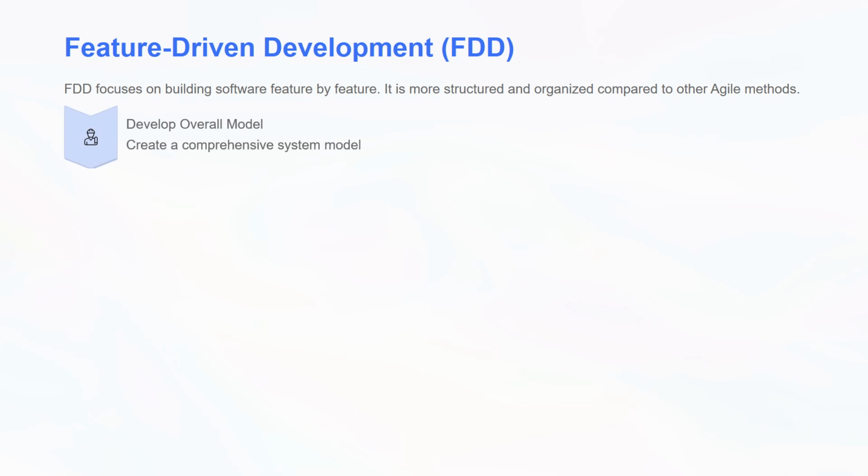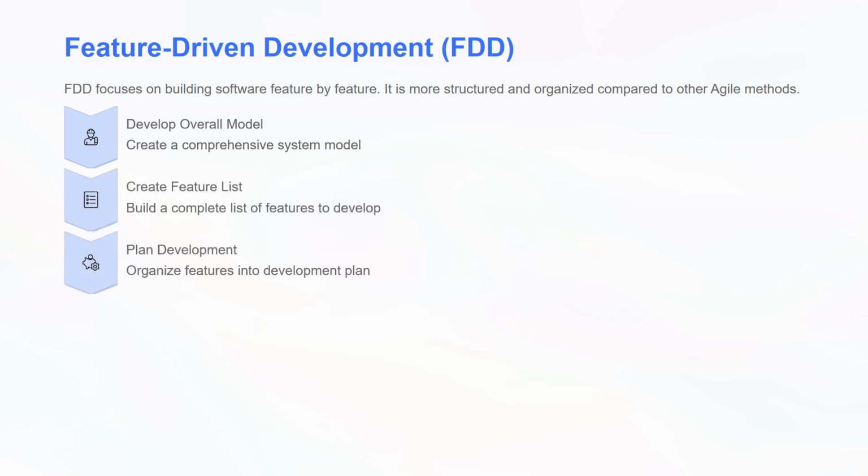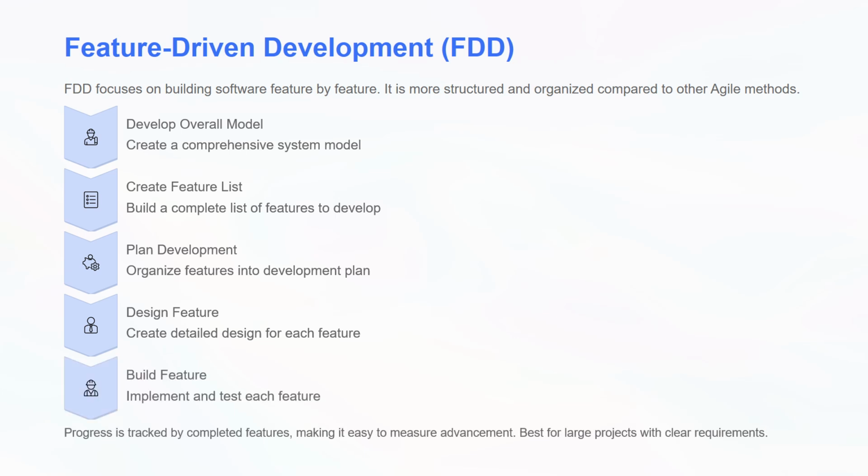First, an overall model of the system is developed to understand how everything will work. Then a complete list of features is created. After that, the development process is planned based on these features. Each feature is then designed and built separately. This step-by-step approach makes the development process organized and easy to manage.